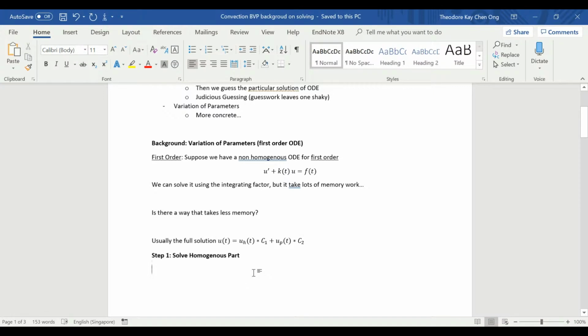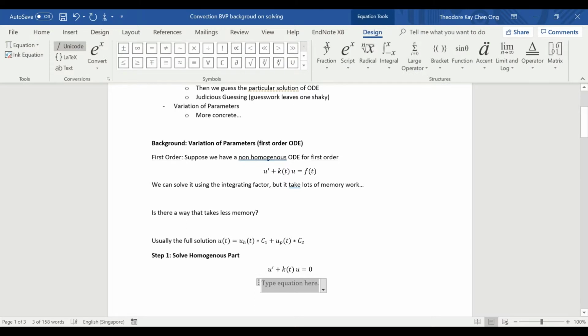So this is a general thing we should already know. And yeah, first step, of course, we want to solve the homogeneous part. That is pretty straightforward. So the homogeneous part, I'm just going to highlight and copy here, and that will be equal to 0. Okay, so how do we solve it? Let's put it in a more familiar way. du/dt plus k(t) times u equals 0.